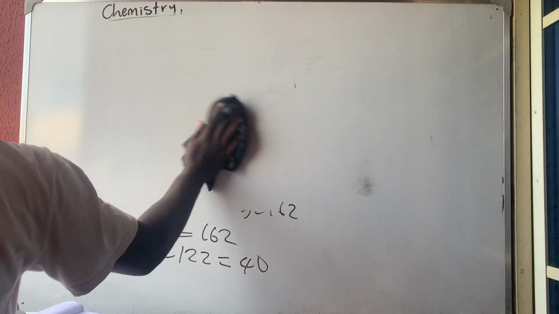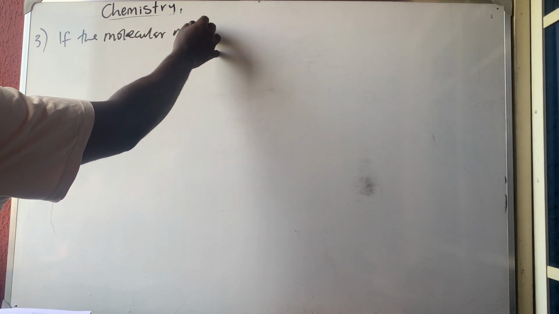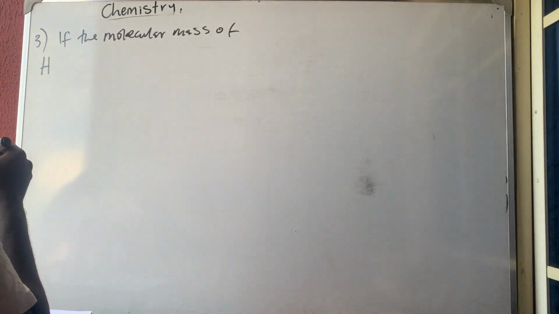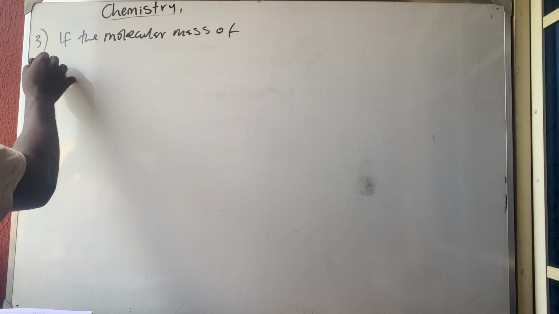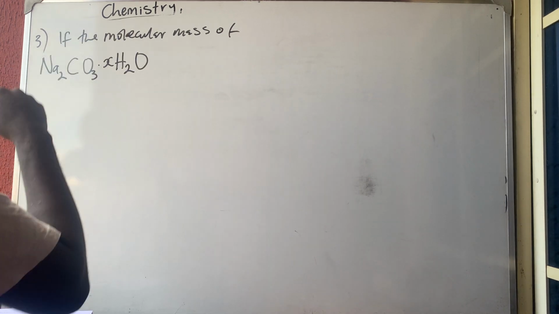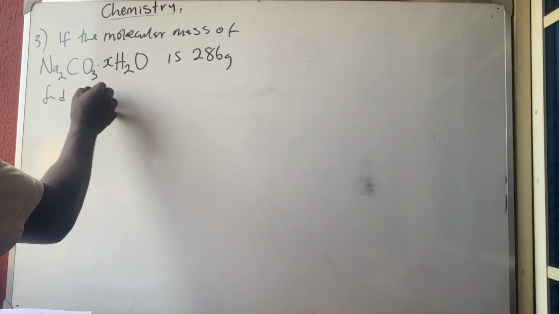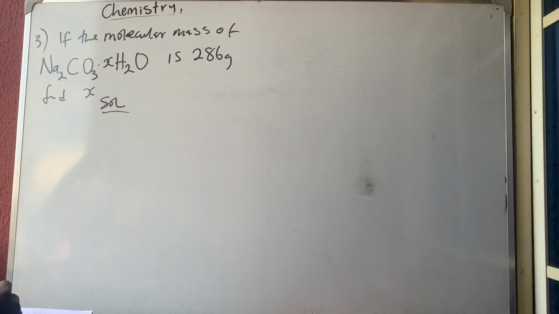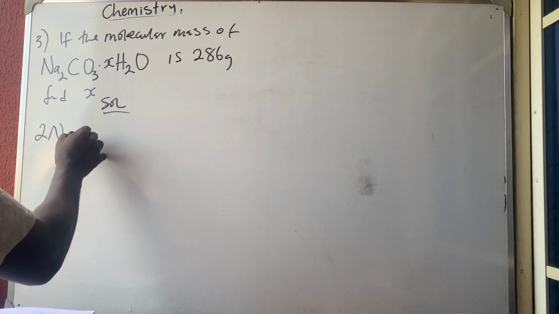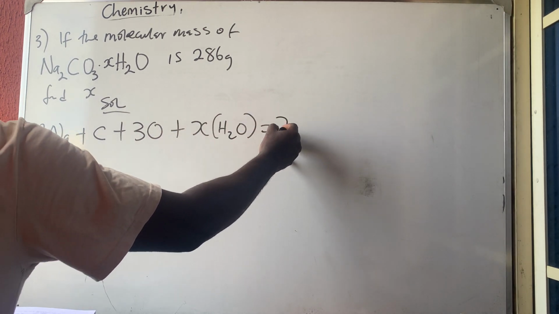Question number 3. We are moving. Question number three said, if the molecular mass of Na2CO3.x water is 286 gram, then find X. Solution. Now don't forget that I told you that water is 18. So I have that what? 2Na plus C plus 3 oxygen plus X of water is equal to that 286.